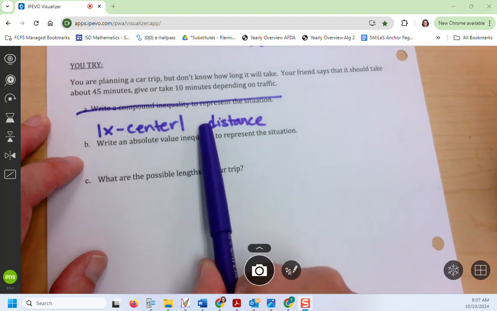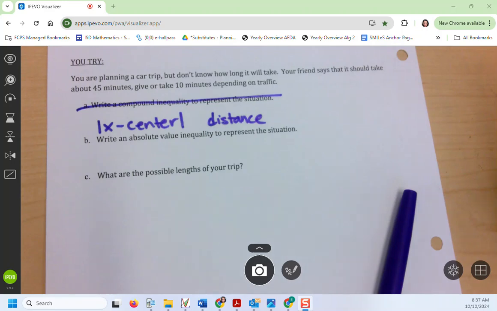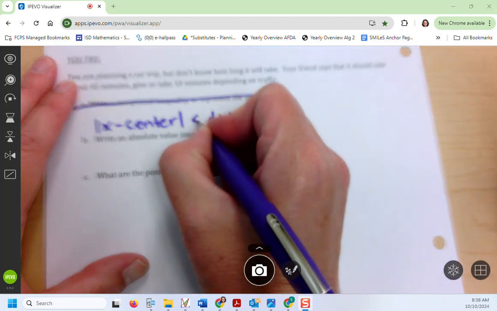Okay, so if your friend said it will be more than 10 minutes away from 45 minutes, that would be a weird thing to say because he would be saying either it's going to be less than 35 minutes or it's going to be greater than 55 minutes. Like, why would it be that, right? Why would it not be something in the middle? But if he had said that, that's what it would mean. In this case, your friend is saying it's going to be within 10 minutes of 45, and so that means it's going to be less than or equal to 10 minutes away, okay? Less than or equal to 10 minutes from the 45.